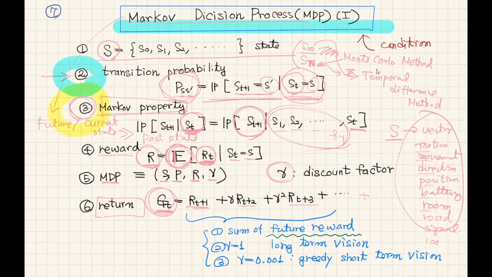But this accumulated future reward will be contributed to the total return, which is called GT, with the discount factor. Sometimes the discount factor is 0, and then we say we only look at the short-term vision, the short-term reward. And if the discount factor is 1, we look at long-term reward accumulation, and that total reward will be added to the return. That is called long-term vision.